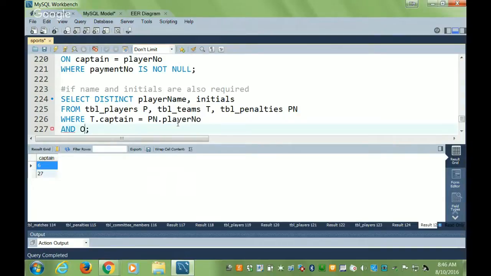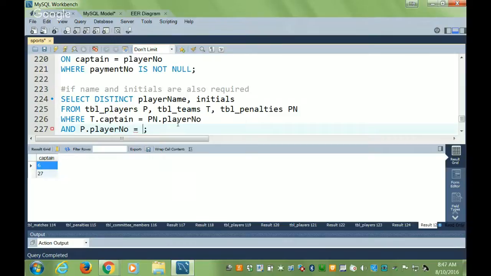the P dot player number, with which table will it join? You can even join it with PN dot player number, but there is a captain also that's there. So think for a minute. Remember, in the penalties table there is a player number, and in the teams there is a player number called captain. So the first one, 226, is absolutely correct, because you want to find out who paid a penalty. In this one, does it matter which player number I use? Or do I give a third condition? Think about it for a minute.